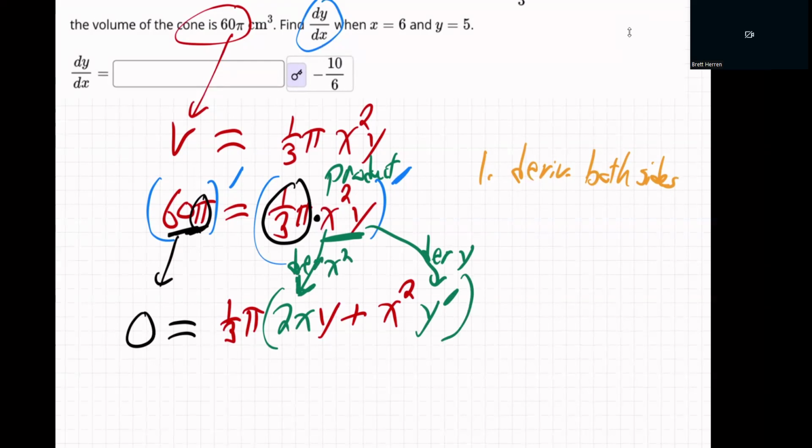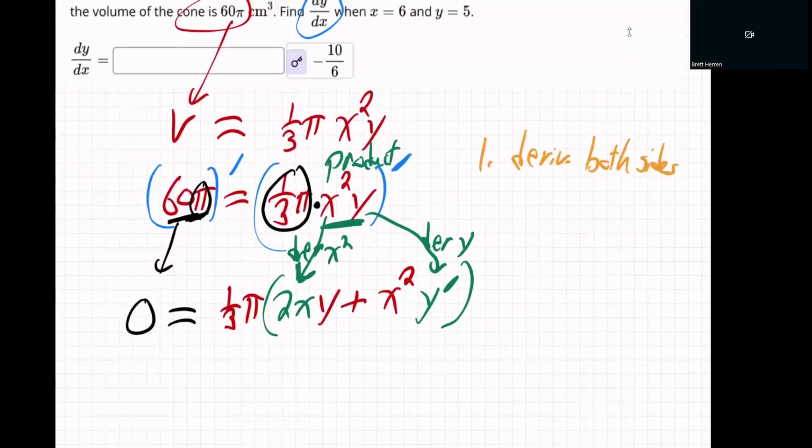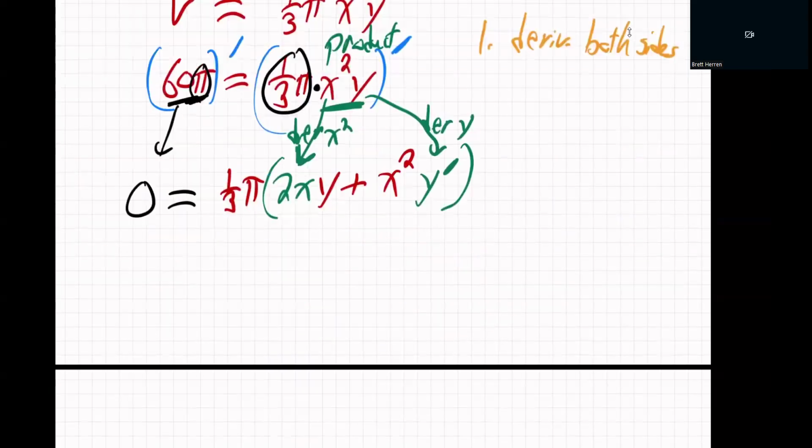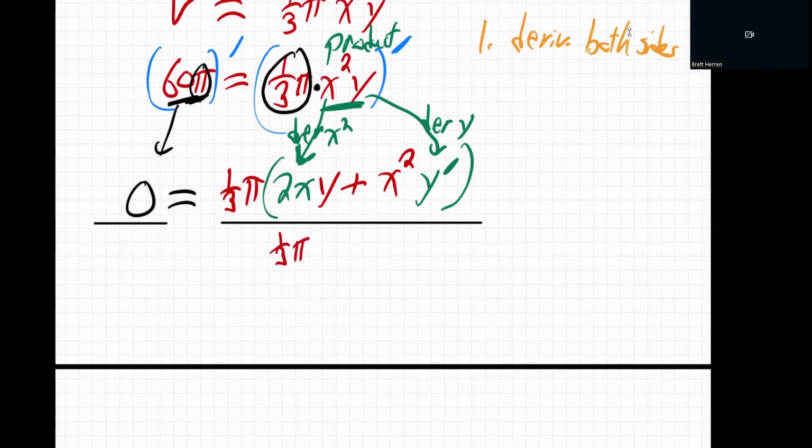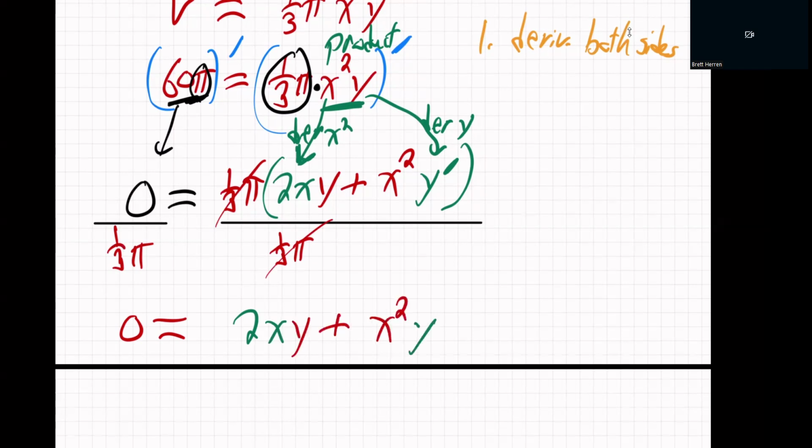Okay, so now we need to solve for y prime. I'm going to do a little trick which will save us some time and effort. That 1/3 pi, you might think we've got to move it or do something like that. No, it's going to be gone right away. Just divide by it. 1/3 pi, 1/3 pi. What's 0 over anything? 0. So it's just gone, right? So that's 2xy plus x squared y prime.